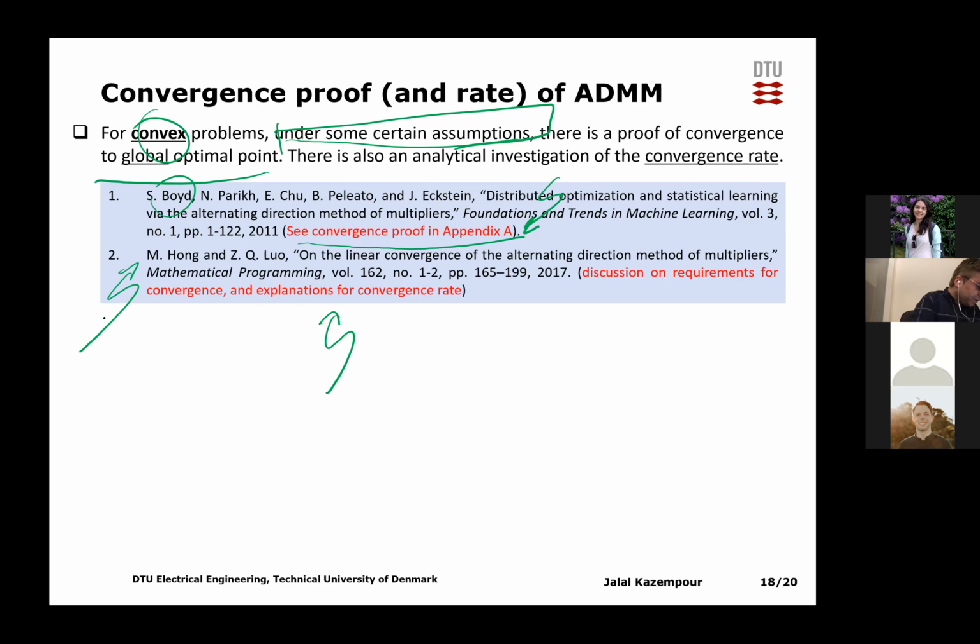Also, there's a very nice paper by Hong and Luo about the linear convergence of ADMM. They again talk about the assumptions, or conditions, under which ADMM converges to the global optimal solution if our original problem is convex. This paper also analytically explains the convergence rate, and kind of shows that ADMM in terms of convergence rate is not amazing. The convergence rate is linear. It's not quadratic.